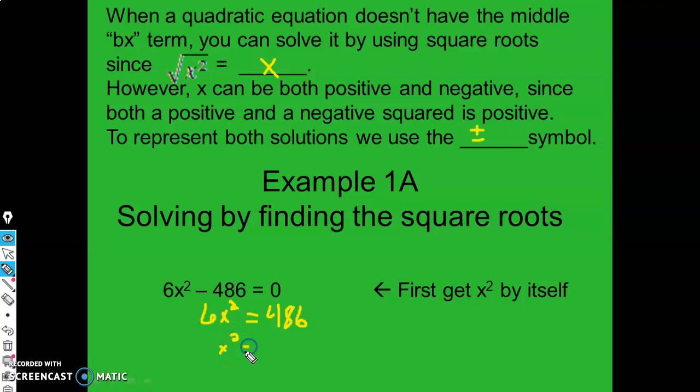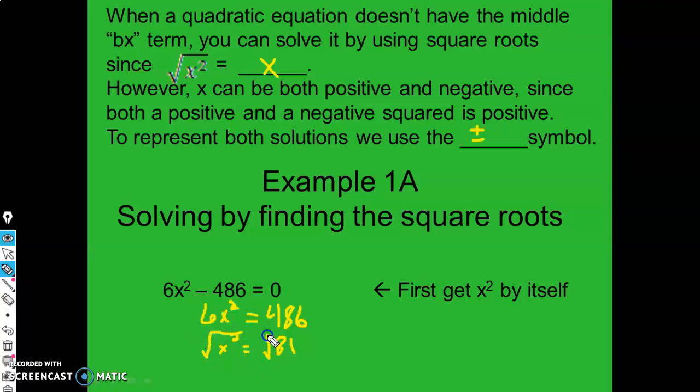486 divided by 6, let's see what that is. That's 81. So you have x squared equals 81. Now this is where you want to think, aha, I need to get rid of the square. So how do I do that? I use the square root.